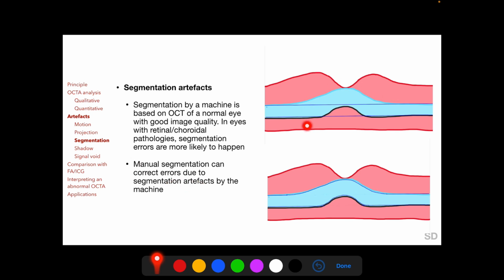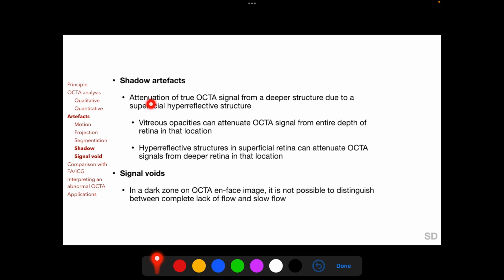So in this situation, the segmentation lines can be shifted manually to their appropriate location with respect to the displaced outer retina. Shadow artifacts refer to attenuation of true OCTA signal from a deeper structure due to a superficial hyperreflective structure, and a shadow is created posterior to the superficial hyperreflective structure. And in an abnormal dark zone on an OCTA en-face image, it is not possible to distinguish between slow velocity of blood flow and complete lack of blood flow, and these abnormal dark zones are called signal voids.